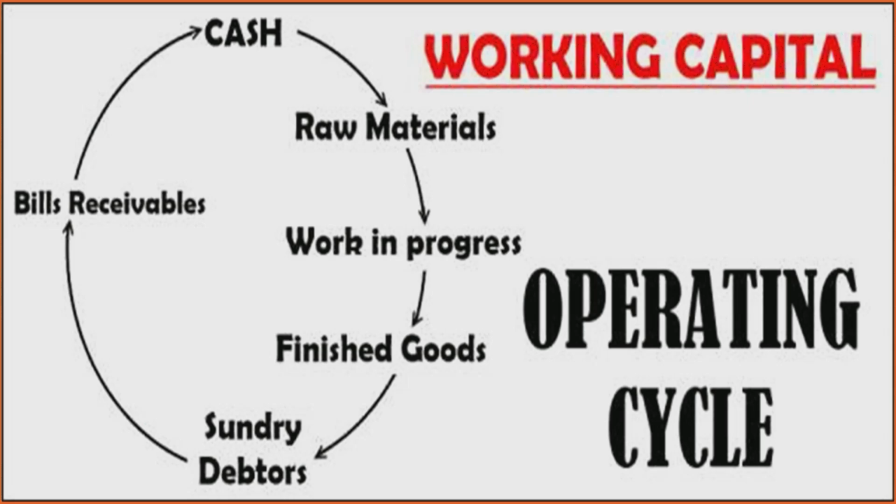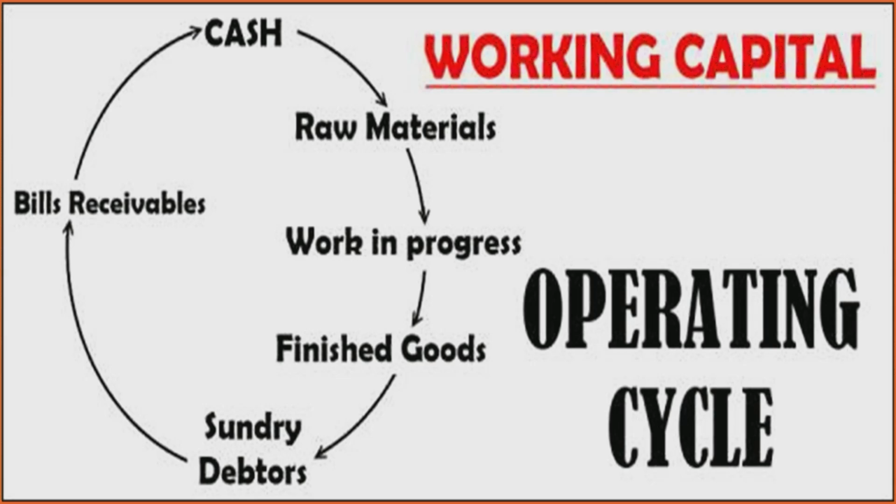Now we are going to discuss the operating cycle in a diagrammatic way. Cash is converted into raw materials, converted into work in progress, converted into finished goods, converted into sundry debtors, converted into bills receivable, turned into cash. This cash to cash cycle is known as the operating cycle for the manufacturing concern.